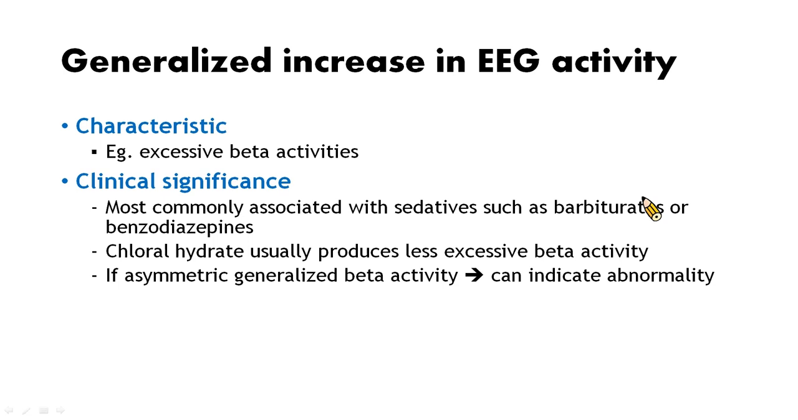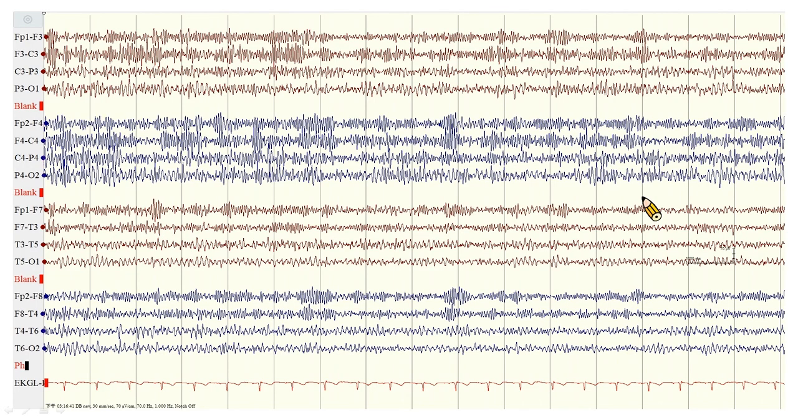But if there is asymmetric generalized beta activity, it can indicate abnormality. This is an example of excessive beta activity. The patient takes BZD for insomnia.